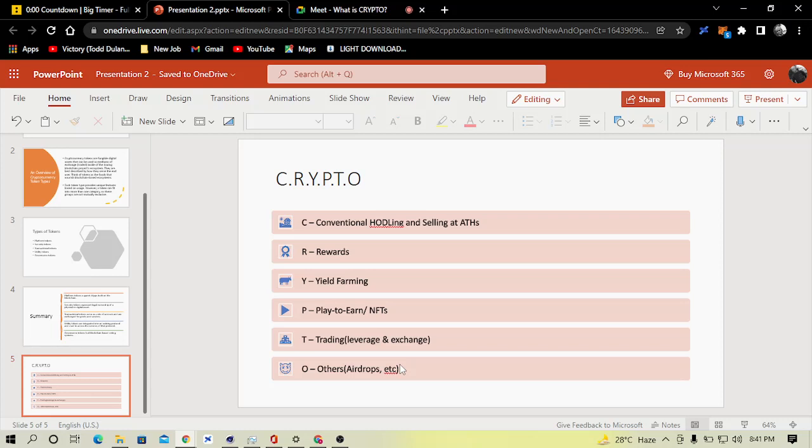Then the O in crypto. The O in crypto stands for others. That's like airdrops. Of course, airdrops are a part of crypto, and quite a number of people do not know that. Basically, they do not know that airdrops are a very important part of crypto. Some people have started their crypto journeys with airdrops, not even with their own money. Some people came into the crypto space with airdrops. What did they do? They simply participated in some of these projects.